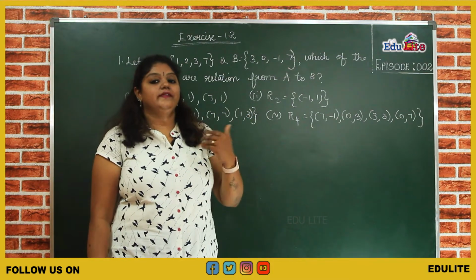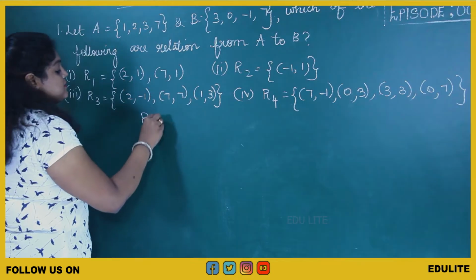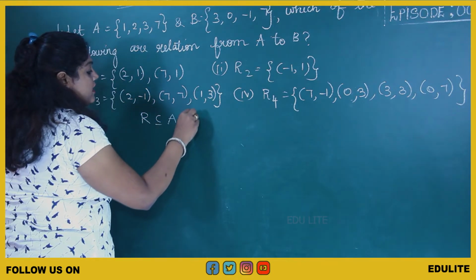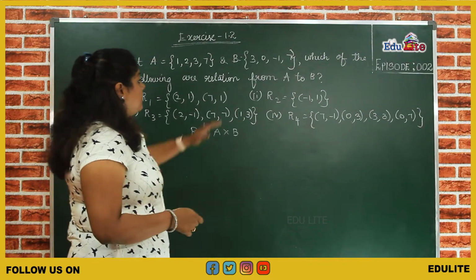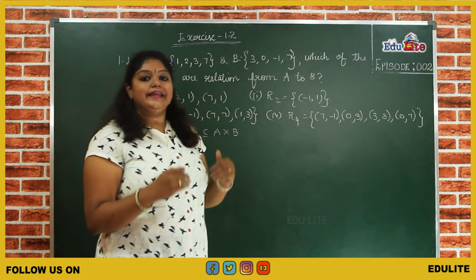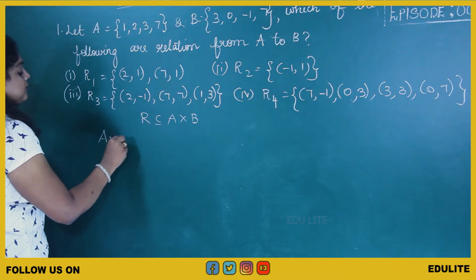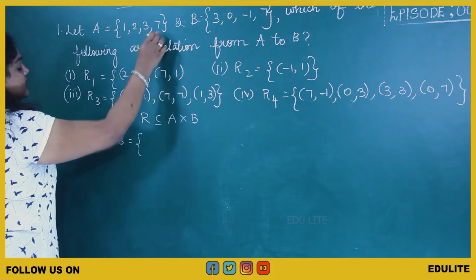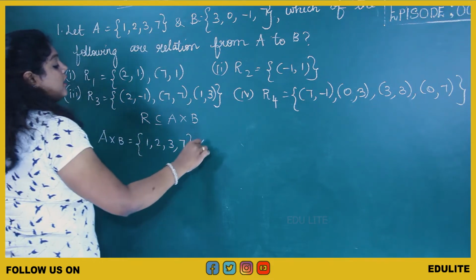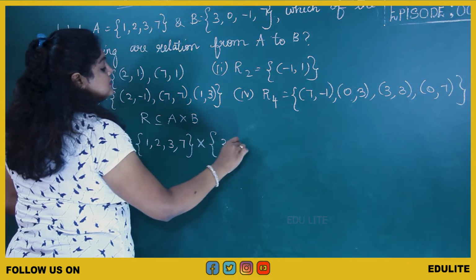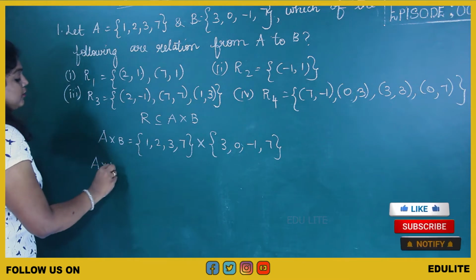So in order to check the relation, what do we have to do first? A relation is nothing but a subset of A cross B. We have to check whether these four relations are related from A to B. First we will write the subsets of A cross B for this. So what is A cross B for the given problem? The A set is 1, 2, 3, 7, cross product with the B set, which is 3, 0, minus 1. We will write the cross product A cross B.